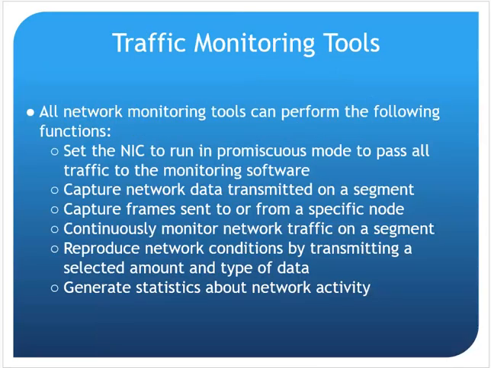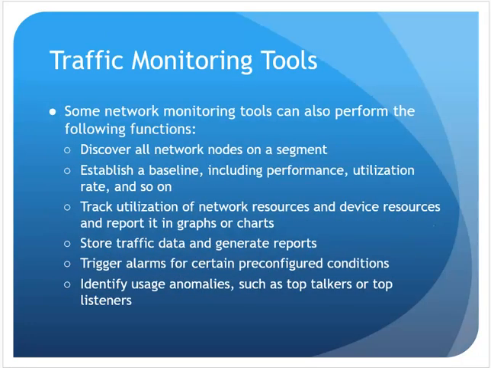So all network monitoring tools can perform the following. Set the NIC to promiscuous mode to pass all traffic. Capture network data transmitted on a segment, capture frames sent to or from a specific node, monitor network traffic on a segment, reproduce network conditions by transmitting a selected amount or type of data, and generate statistics about network activity. We can even do that in Wireshark. After we capture a session, we can do a breakdown and see what percentage of traffic was this, what percentage was that, and so forth.